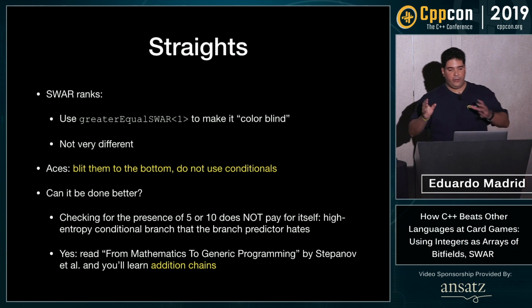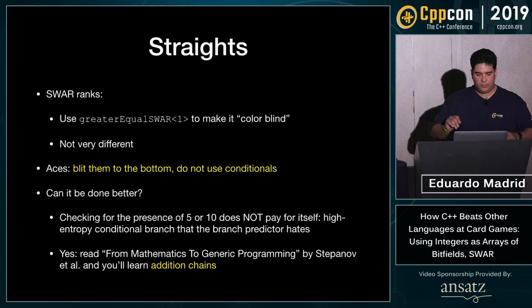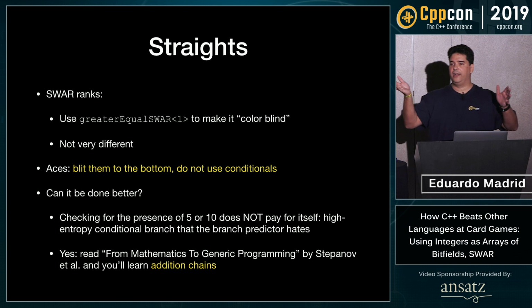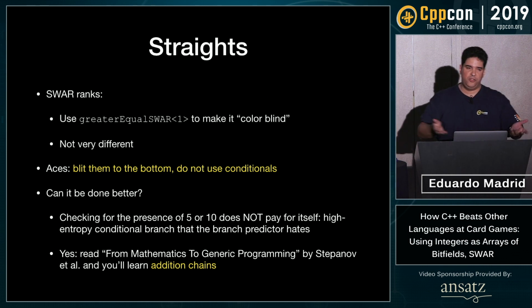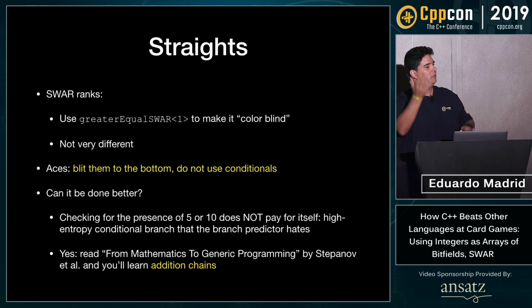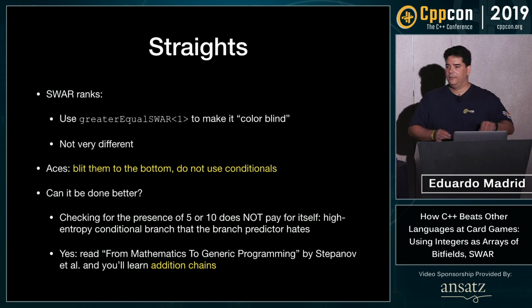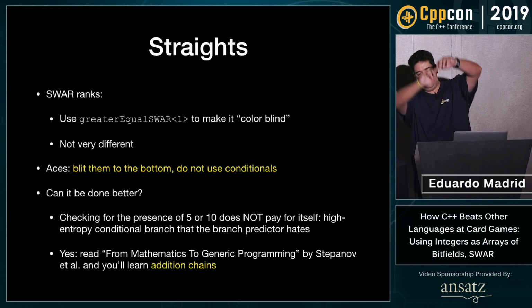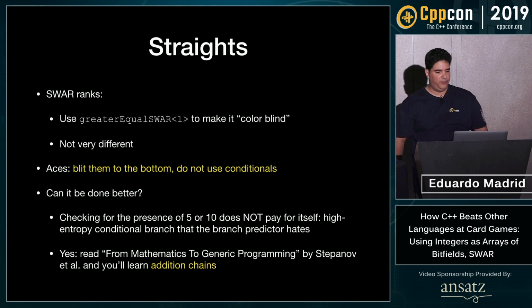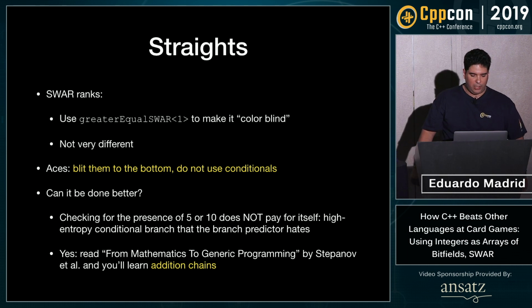When we want to go back to real life, there are 2 considerations. If you want to make your set of cards color blind, then you just apply greater or equal to 1. We already know that it works and is very cheap. And the rest is not very different to the slide that I just showed you. For the aces, you can bleed them back to the bottom of the SWAR register. Can it be done better?